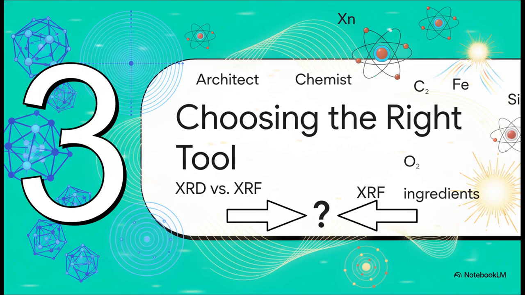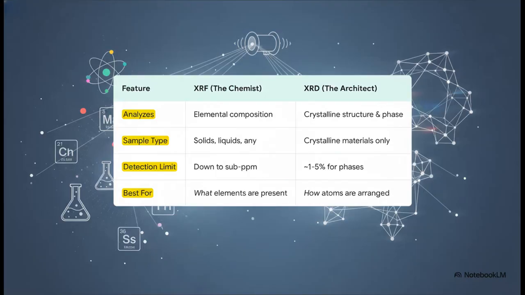Okay, so let's recap. We've got the architect, XRD, that sees structure. And we've got the chemist, XRF, that sees ingredients. They're both incredibly powerful, for sure, but they answer fundamentally different questions. So, how do you know which one to pick for the job? All right, this table really lays it all out pretty clearly. Let's walk through it. For what it analyzes, XRF is all about the elemental composition, while XRD is looking at the crystalline structure. Simple enough.